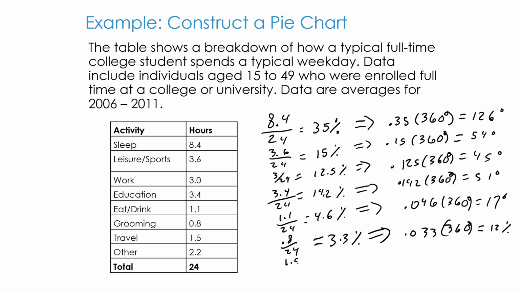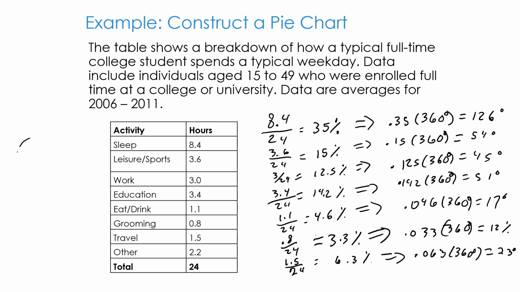Travel, 1.5 out of 24, 6.3%, which implies 0.063 times 360 degrees, 23 degrees, a wedge that's 23 degrees. And then the other is 2.2. We don't really need to do the other because once we find all the other wedges, then we're done, right?